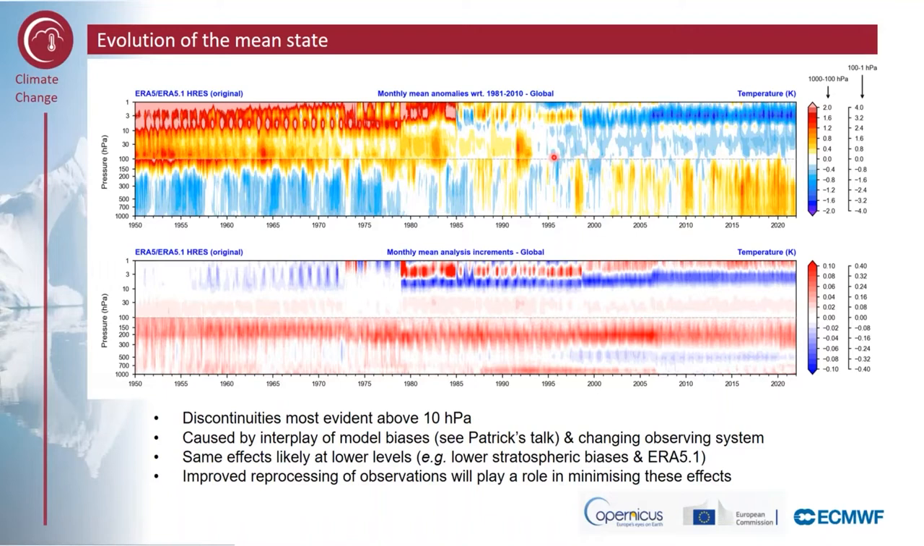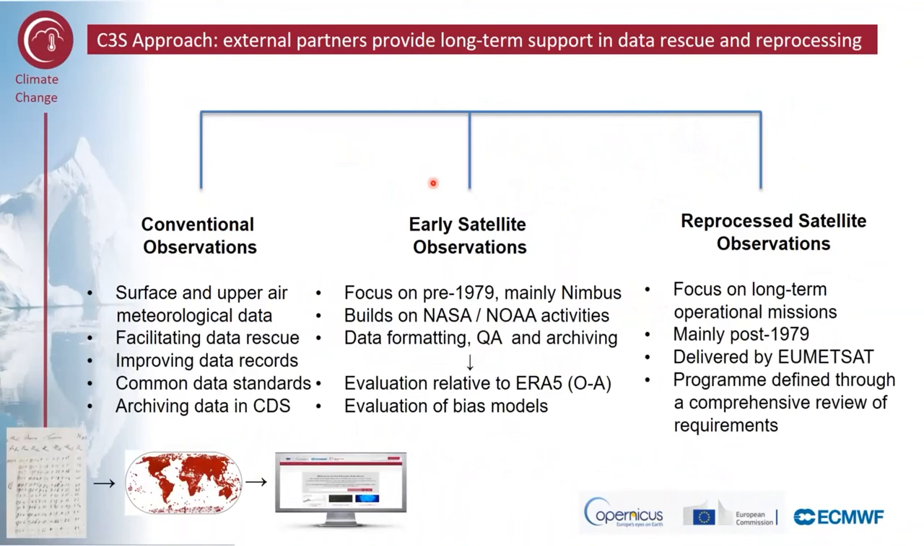So how have we set up in C3S to support rescue and reprocessing? In the context of the conventional observations, we support a range of activities ranging from preserving the original raw data, to digitizing that, to assessing the data quality, improving the data records, archiving them in common data standards, and making them available to the public through the Copernicus Data Store.